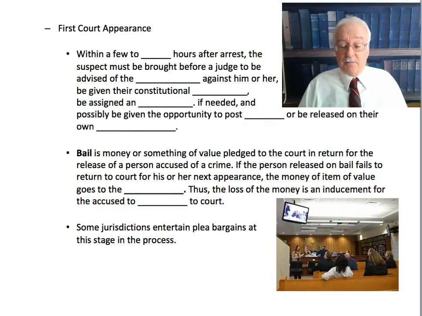That's bail. Some jurisdictions also entertain plea bargains at this stage of the process. And a plea bargain is a deal negotiated between the defense attorney and the prosecutor, which has to be approved by the judge, whereby the person pleads guilty, usually to a lesser crime or the same crime but with a minimum punishment. We call it a plea bargain because it's a good deal, supposedly, for the state, which saves the time and money of having to go through a long and lengthy trial process, and the defendant, who gets a penalty less than what he or she would have gotten had this gone through the entire process and they were found guilty before a jury. So that's a plea bargain.